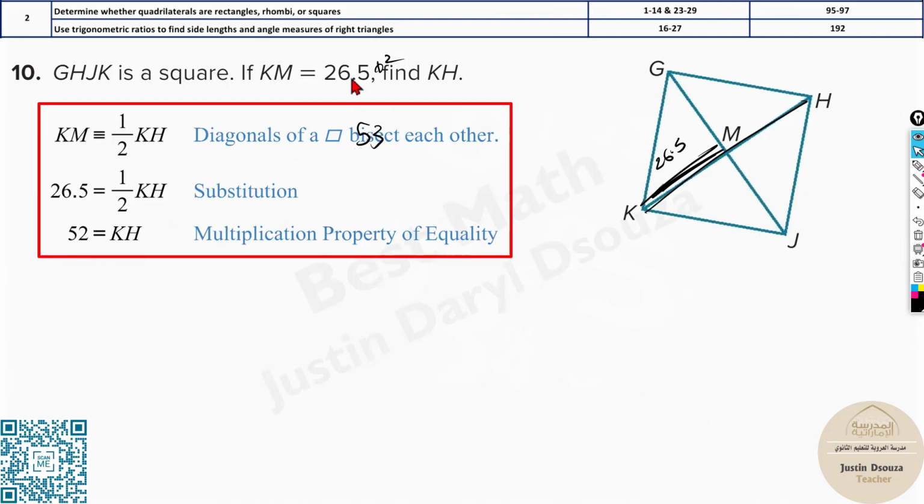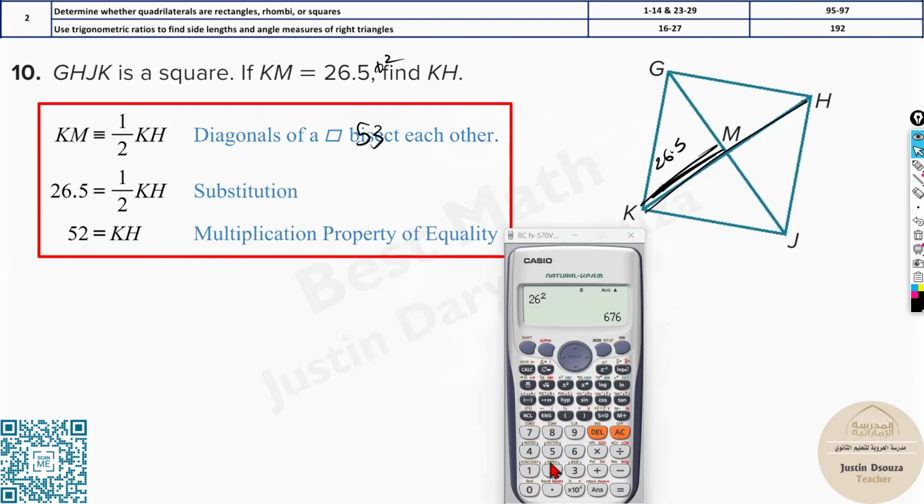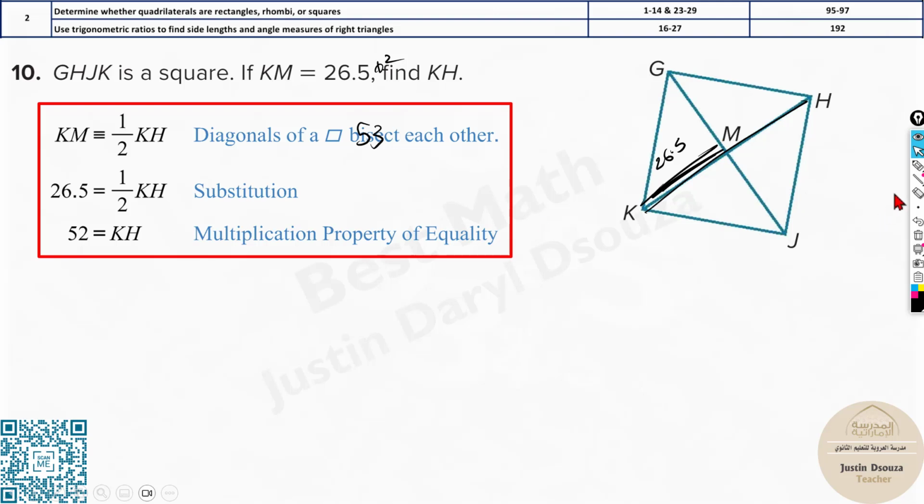Now, oh sorry, 26, 25. Yeah, I think so. It's 53 here. This is wrong. I'll just show you on the calculator as well. All you do is 26.5 multiplied by 2. The answer is 53. Here there is an error. I'm sorry for that. This is supposed to be 53 here.